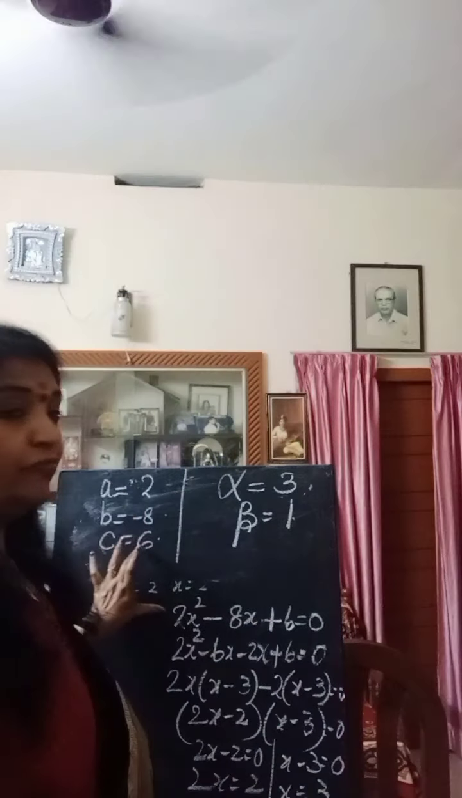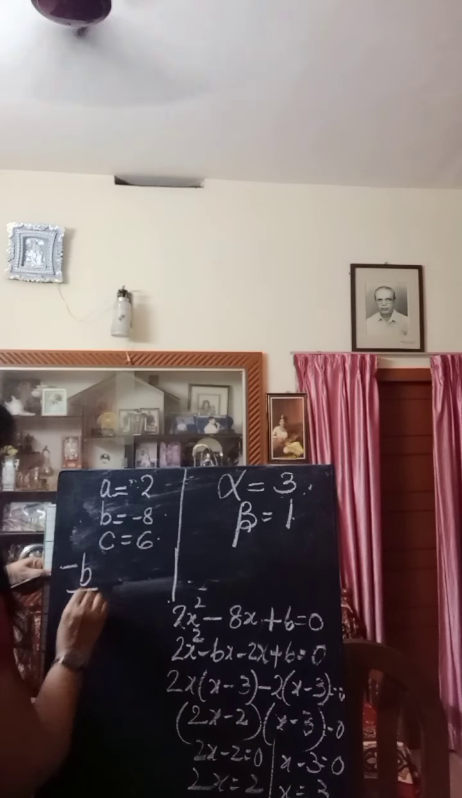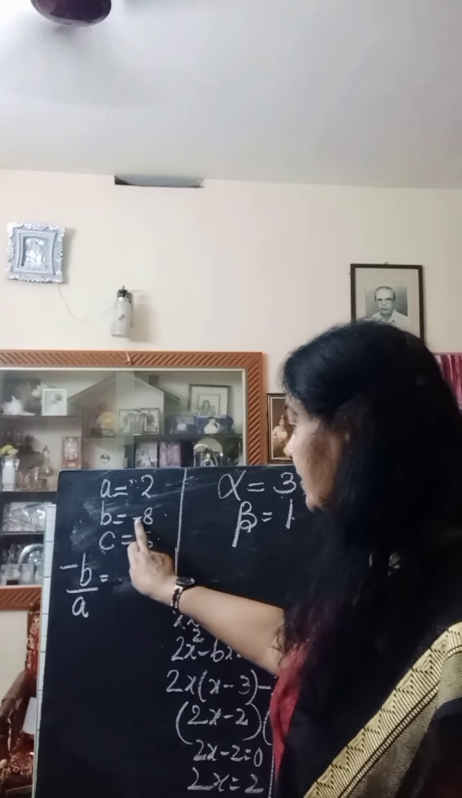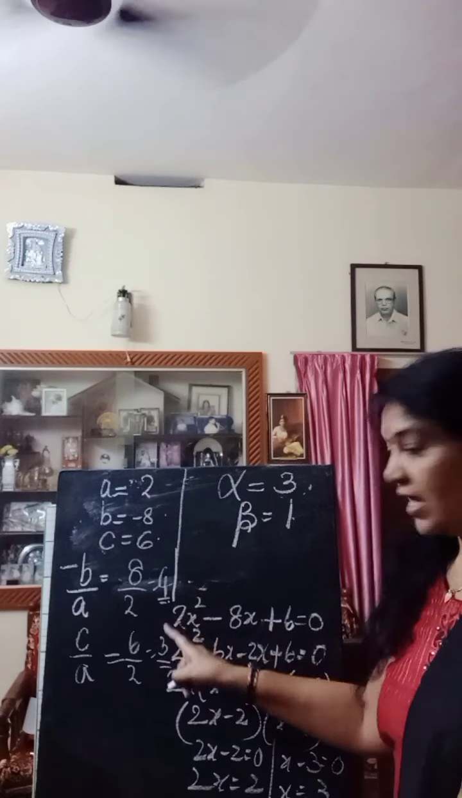Then I am taking the ratios of these. The first ratio is negative of b by a. I am not taking b by a, I am taking negative of b by a, with the negative sign. What is negative of b by a? Already one negative is there, again negative is coming, negative of negative, positive 8. 8 by 2 is equal to 4. Next I am taking another relation with c and a. What is c by a? c by a is 6 by 2, that is equal to 3. So you got 4 and 3.